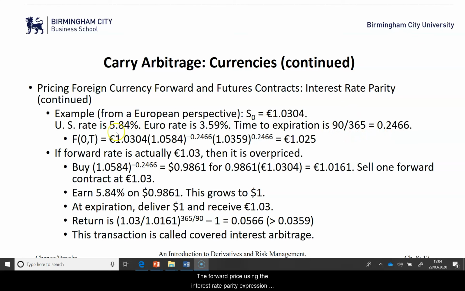The forward price using the interest rate parity expression that we have just seen is the spot price multiplied by 1 plus the foreign interest rate raised to the power minus t, multiplied by 1 plus the domestic interest rate raised to the power t, and if we solve this we get the forward price of $1, that is 1.025 euros.